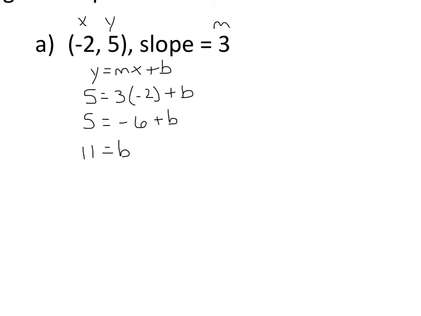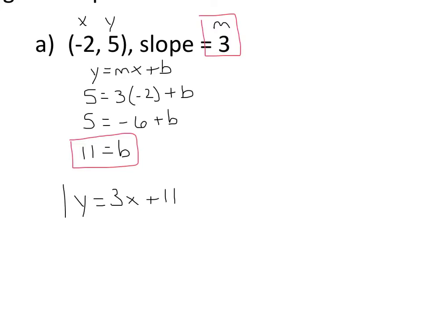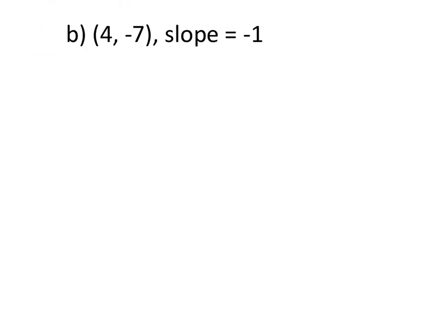So now when I write my final equation, I'm going to need the slope, this guy right here, and my b value, just like we did in a previous lesson. So my final equation will be y equals 3x plus 11. And that is how I write that into slope-intercept form. Okay, let's look at another example here.